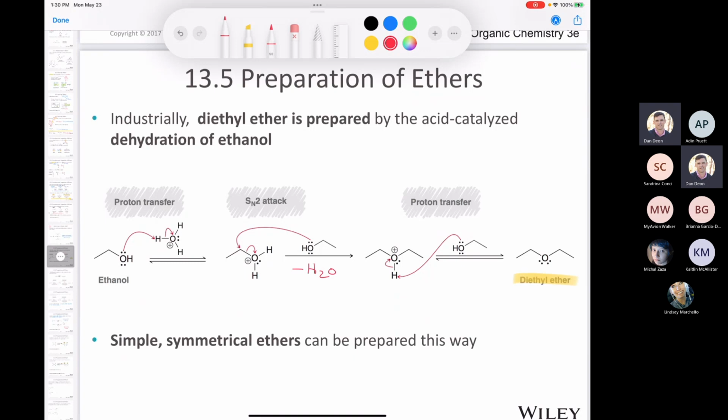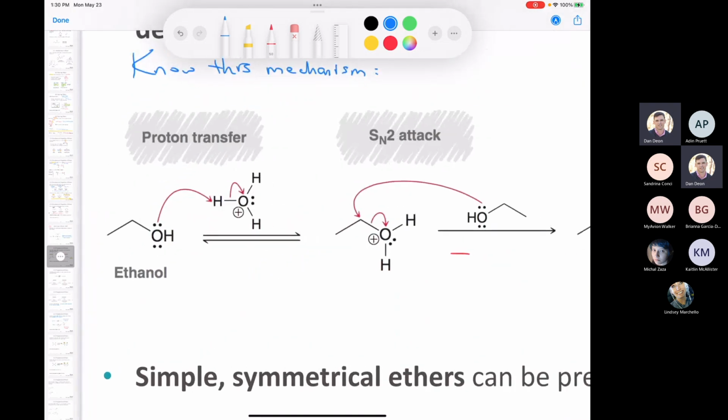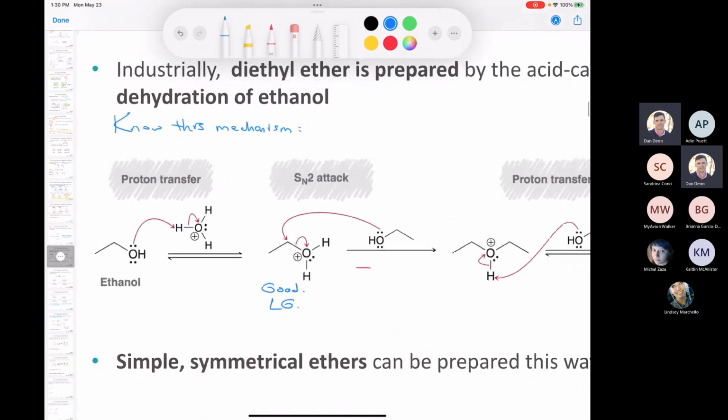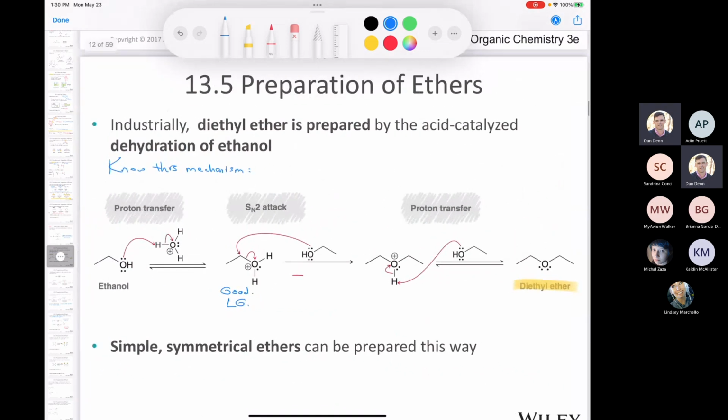And I think it's important for you to know this mechanism. So I'm going to put in here, know this mechanism. And I bet you could have figured it out already. In the first step, the acid protonates the alcohol to convert it into a good leaving group. Then once it's a good leaving group, it can be attacked by a second molecule of ethanol as a nucleophile. And then we have another molecule of ethanol that can come in and remove the proton from the oxonium to produce diethyl ether.